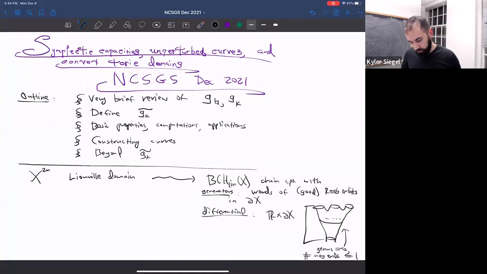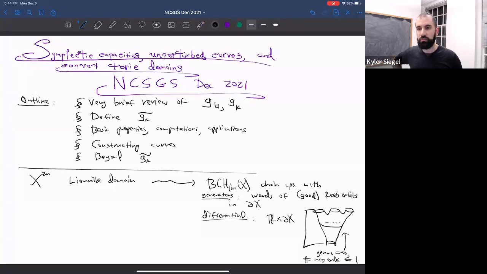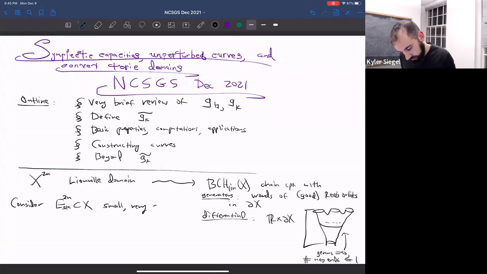Okay, and then, so this is just a chain complex, and we could take its homology. But now I want to consider a small skinny ellipsoid symplectically embedded in X. So E skinny, this is my notation, so it's the same dimension. And this is a small, very skinny ellipsoid.